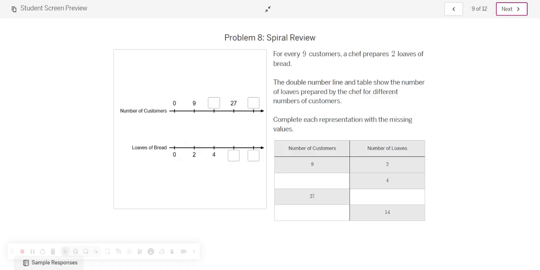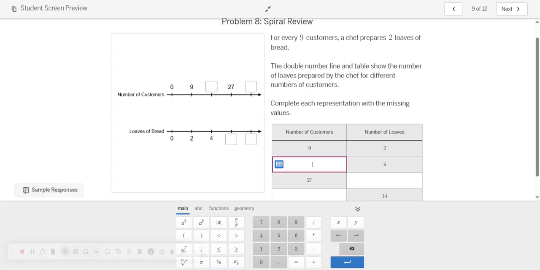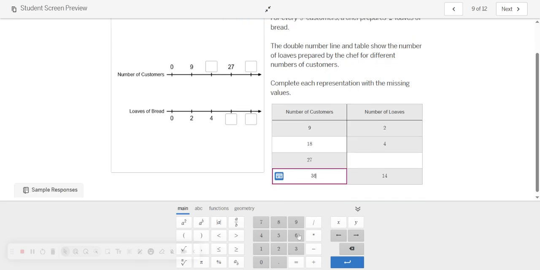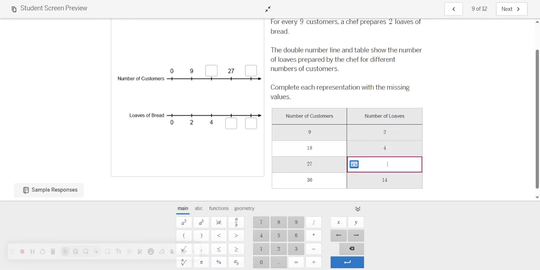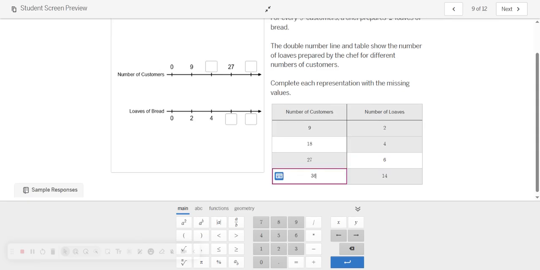Okay, if they're going 0, 9, blank, we're counting by 9s. This would be 18. Oh, maybe I can do it down here. 18. And then 36. 2, 4, 6. Oh, but that's not 14. Oh, okay, 2 at 27 would be 6. But then 14 is way up there. If 2 gives me 9, 4 gives me this.